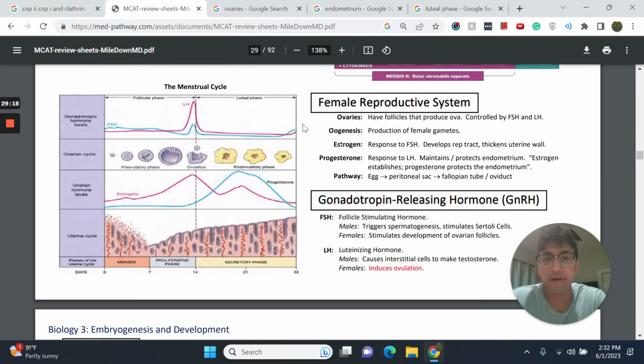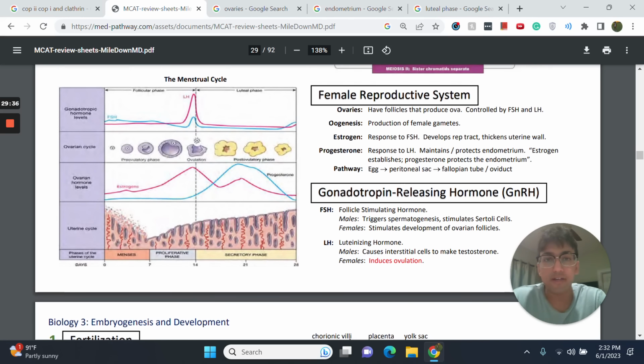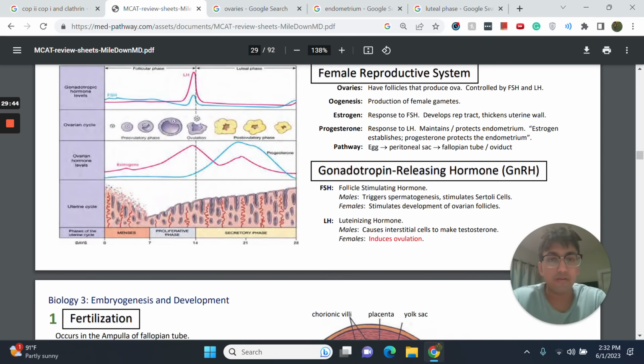And essentially, the sperm is going to travel, and it's going to meet the ova in the fallopian tube. Okay, and so how I remember this is estrogen establishes and progesterone protects. And that's how you can think of the endometrium and what estrogen and progesterone do. This is the pathway, so the egg, and then the peritoneal sac, and then we go to the fallopian tube. So the next thing is the gonadotropin releasing hormones, and we have FSH and LH. FSH is the follicle stimulating hormone, and you can think of the follicle.